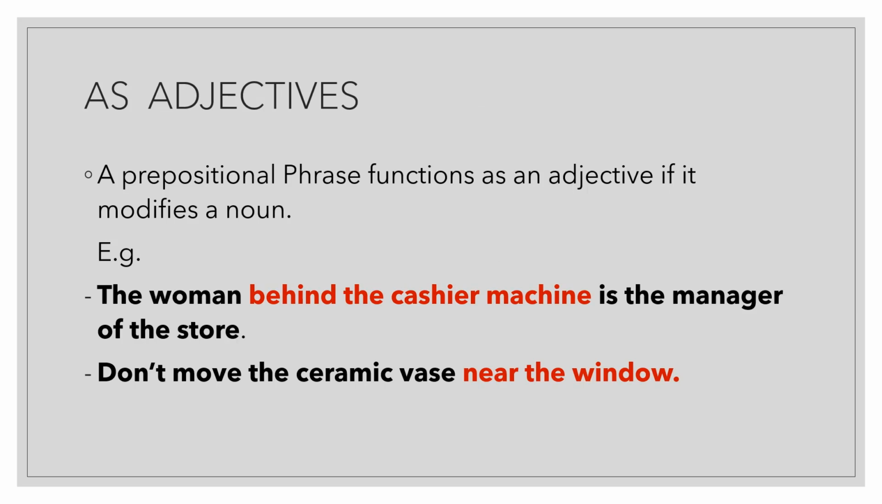As adjectives, a prepositional phrase functions as an adjective if it modifies a noun. For example, the woman behind the cashier machine is the manager of the store. Another example, don't move the ceramic vase near the window. In the first sentence, behind the cashier machine is a prepositional phrase. And also, near the window is a prepositional phrase.